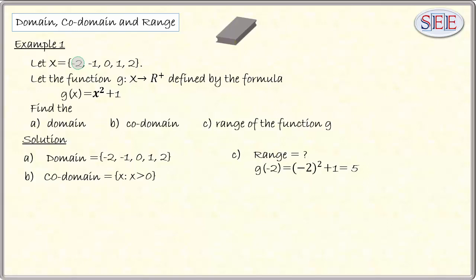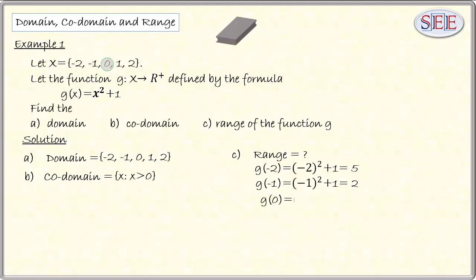I will continue to get the images of the other elements in the set X. So I'll get g of minus 1. g of minus 1 simply refers to minus 1 squared plus 1. So minus 1 squared is 1. I add 1 to 1, it will give the answer 2. So the image of minus 1 is now 2.